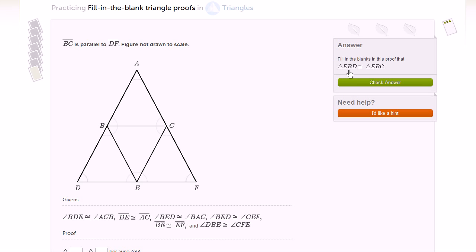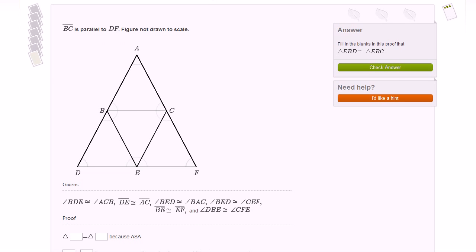Fair enough. And we're going to prove, and it's always important if we're going to do a proof to know what we're going to prove. We're going to prove the triangle EBD, so that's this triangle down here, is congruent to triangle EBC. So this one right over here, that this triangle is congruent to that triangle. That's what we're going to try to prove. So let's see what givens they gave us.